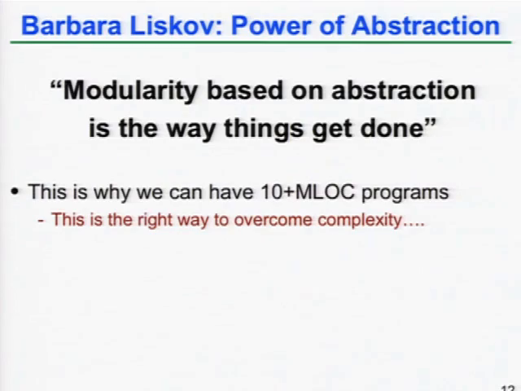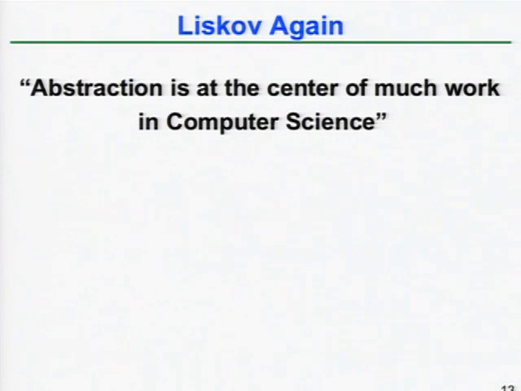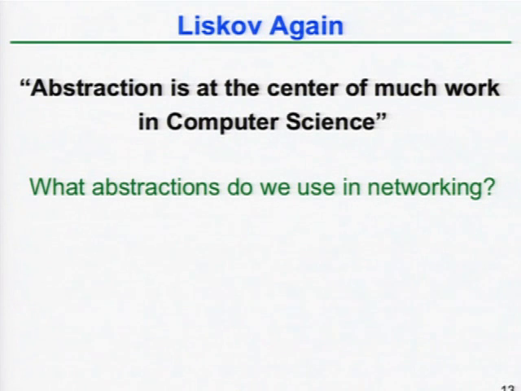This is why we can have programs that have 10 million lines of code. So if you talk about the right way to overcome complexity, if you thought networks were complex, 10 million lines of code, making that simple, that's a real success story. Now, the other thing she said is that abstraction is at the center of much work in computer science. So this is something that most areas in computer science focus on. Not so much networking. So where do we talk about abstractions in networking?